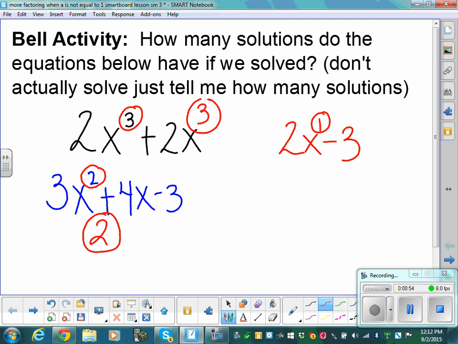So once again, the fundamental theorem of algebra says that the largest degree is the number of solutions you have. There we go. Okay. Anyways, moving on.